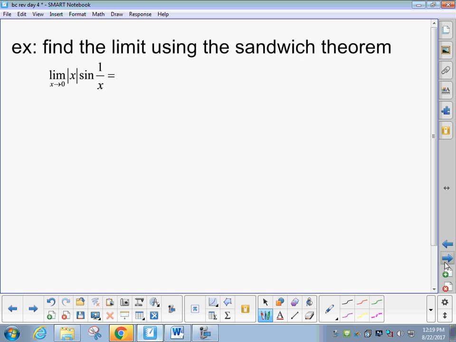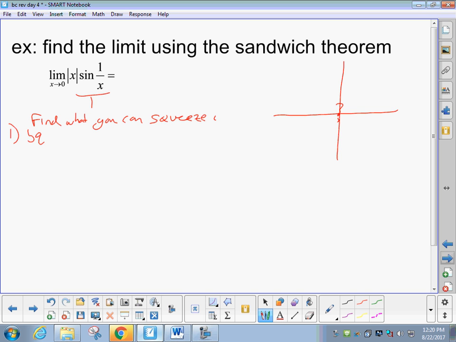All right? So in terms of how to use it, graphing is not really part of it. Don't use your calculator. You're not sure what this thing does as x gets closer and closer to 0. So you sandwich it in between two things you do know about. Start by using the range for sine. Actually, let's start here: find what you can squeeze with.